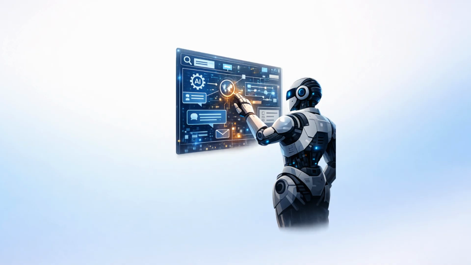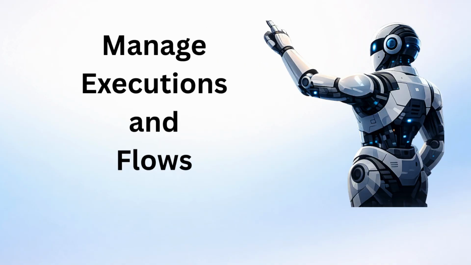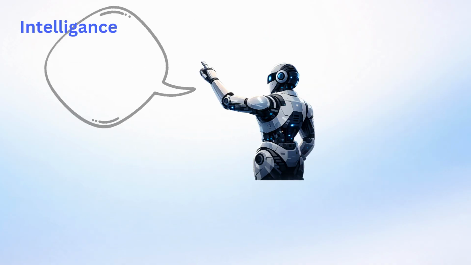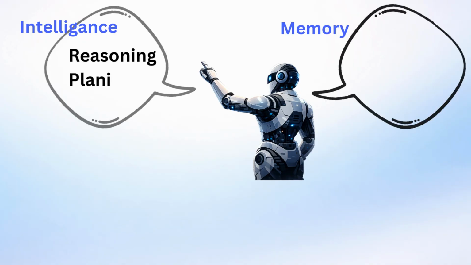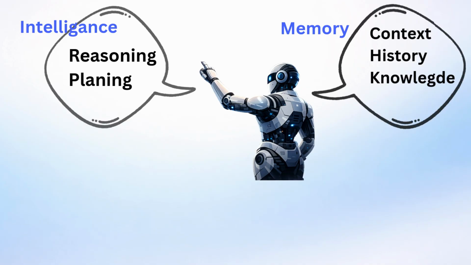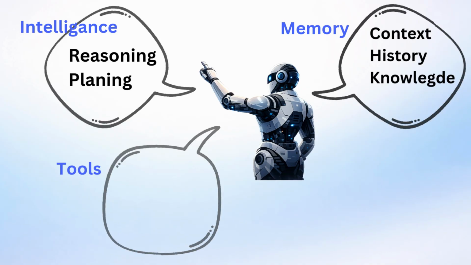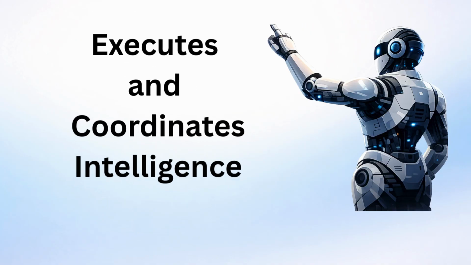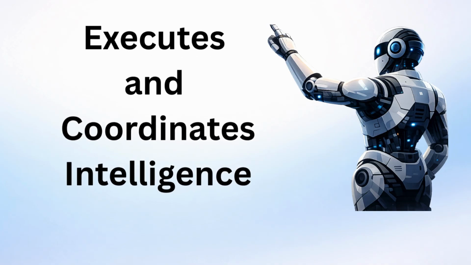An AI agent is not a single component. It is an orchestration layer. At the center is the agent control logic, which manages execution and flow. The agent uses a large language model as the source of intelligence for reasoning and planning. It manages memory to store and retrieve context, history, and knowledge. And it invokes tools, APIs, databases, browsers, or code execution, based on instructions produced by the LLM. The agent itself does not think. It executes and coordinates intelligence into action.